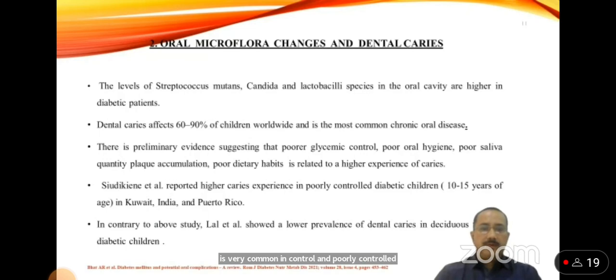In contrast to the above study, Lal et al. also showed a lower prevalence of dental caries in deciduous dentition in diabetic patients if the sugar level is properly well controlled, and some dietary changes are also there, due to which there is less incidence of caries.